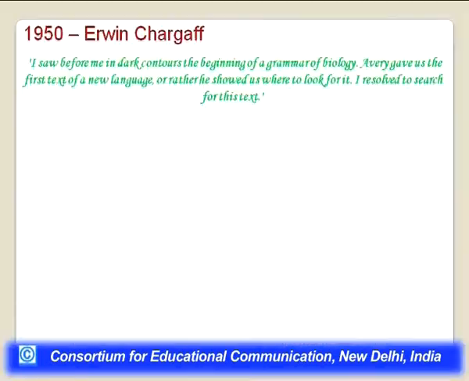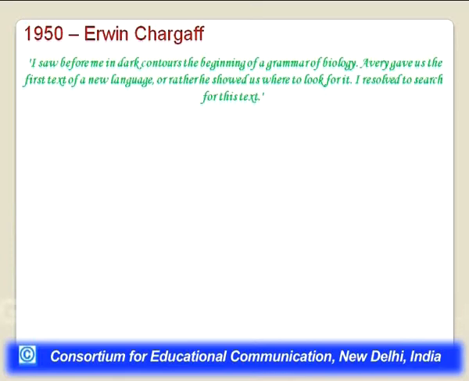The scientist Erwin Chargaff was very fascinated by the discovery of Avery and his group. In fact, he quoted, "I saw before me in the dark the contours, the beginning of a grammar of biology. Avery gave us the first text of a new language, or rather, he showed us where to look for it. I resolved to search for this text."